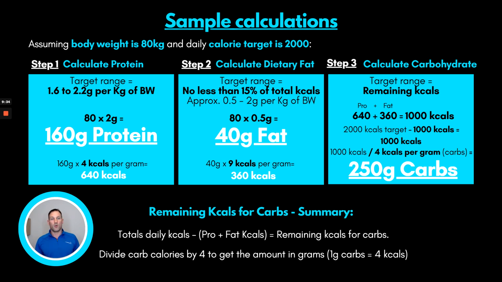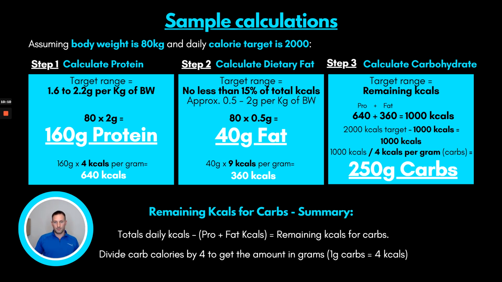So if we take that 1,000 calories, the sum of protein and fat calories, away from your daily calorie target, this leaves us with a remaining 1,000 calories, which can be assigned to carbohydrates. Okay, and this completes the calculation of the macronutrients. So 1,000 calories. We then divide that 1,000 by 4 calories per gram, again the calories per gram for carbohydrates, and that translates to 250 grams of carbs.